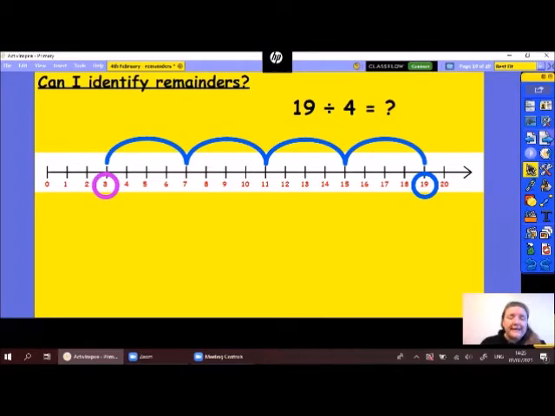So the 3 is then my remainder. It's how much I've got left. So 19 divided by 4 is then 4, because I've got 4 groups, remainder 3. If you find that easier to do, that's fine. Number lines are absolutely fine to use.